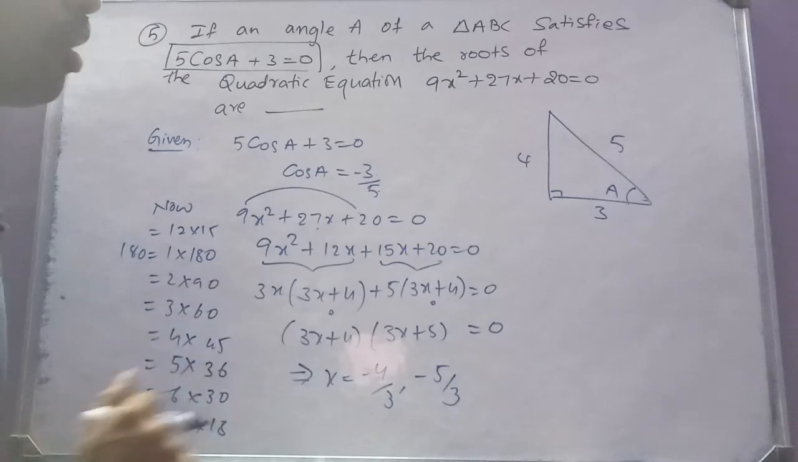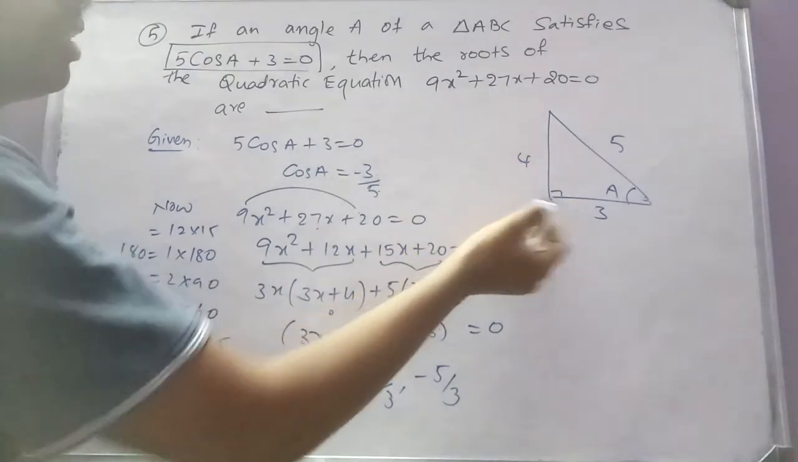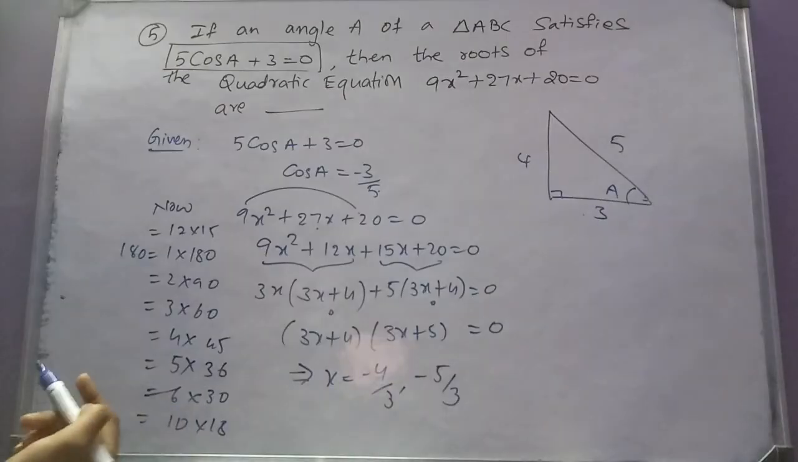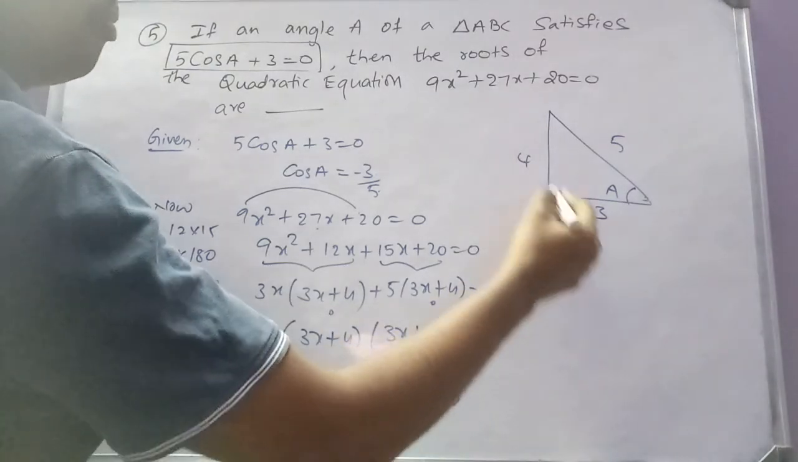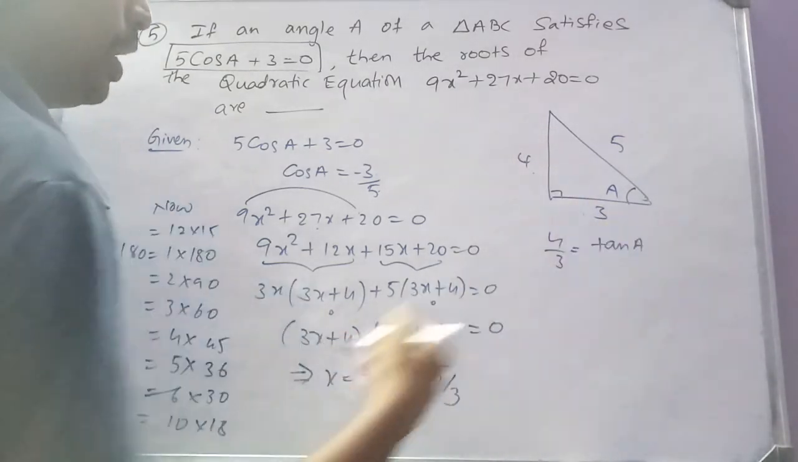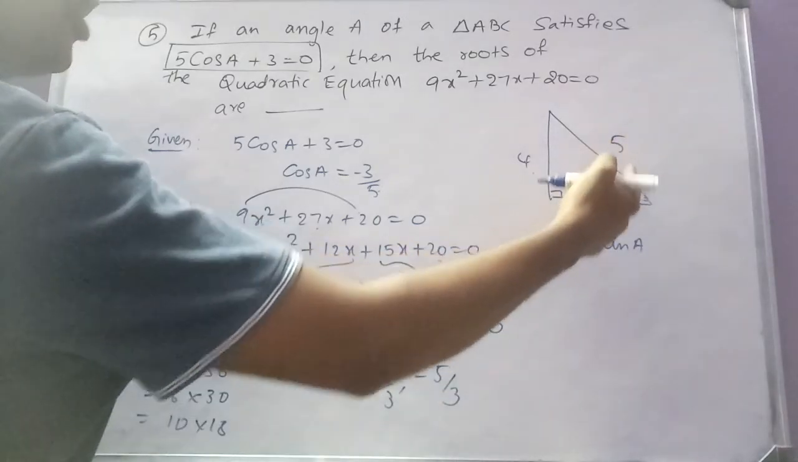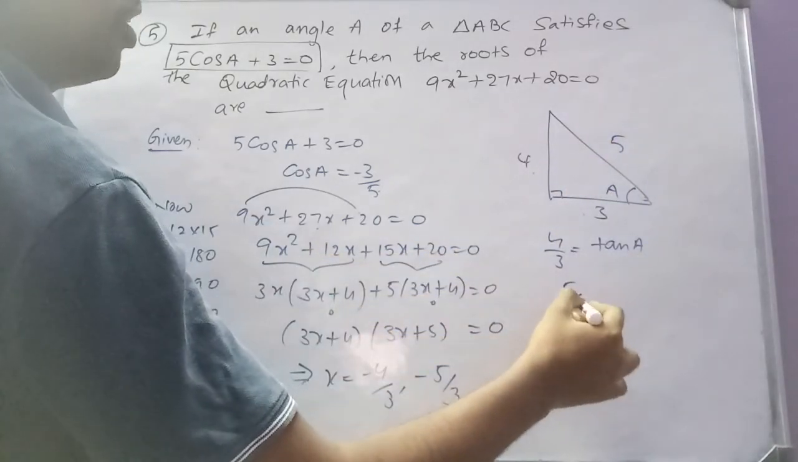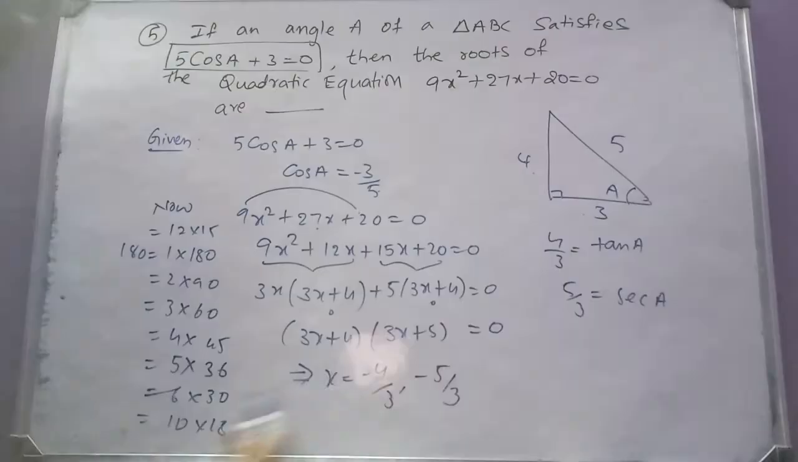Now observe and say, who is 4 by 3? Who is 4 by 3? Opposite by adjacent, right? So 4 by 3 is opposite by adjacent, which is tan A. And who is 5 by 3? Hypotenuse by adjacent. Hypotenuse by adjacent is secant A, correct?